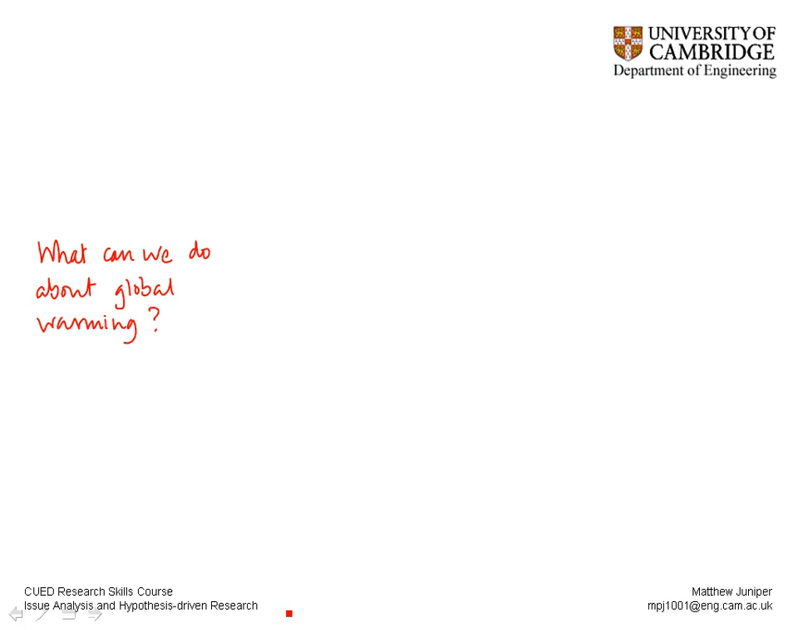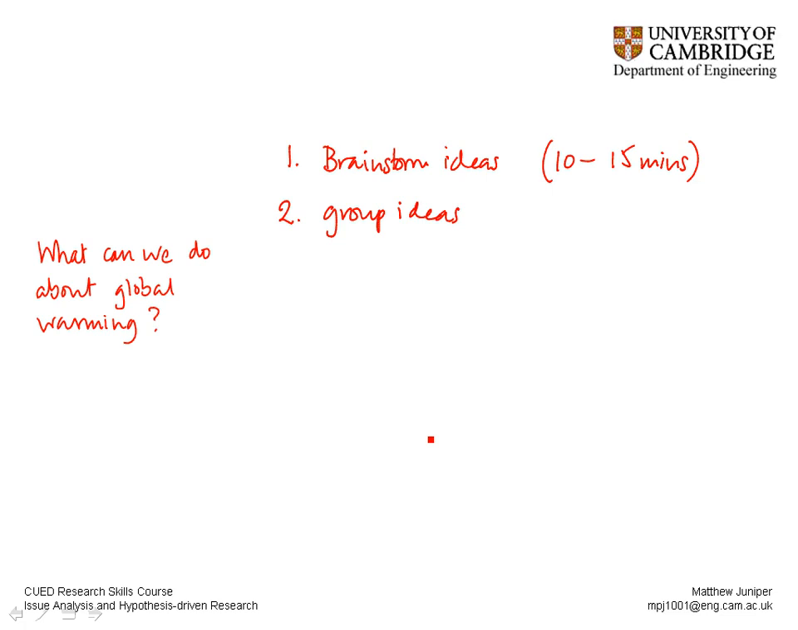Now, if you're doing this in a group exercise, indeed if you're doing it alone, I think that a good way to do it is to say, first of all, spend 15 minutes brainstorming ideas. 10 to 15 minutes. Put all the ideas you can think about onto a piece of paper. When you've done that for 10 or 15 minutes and you're beginning to dry up, what you can do then is to group the ideas together into various issues.